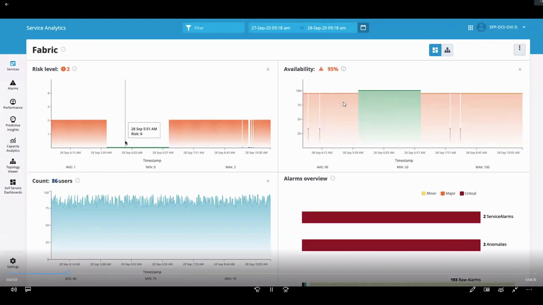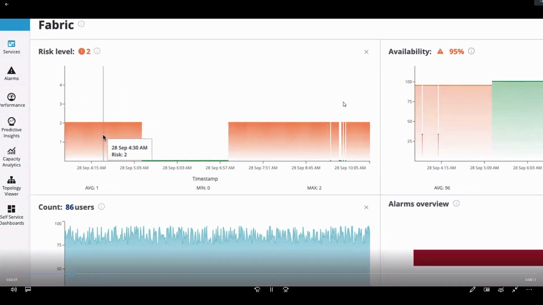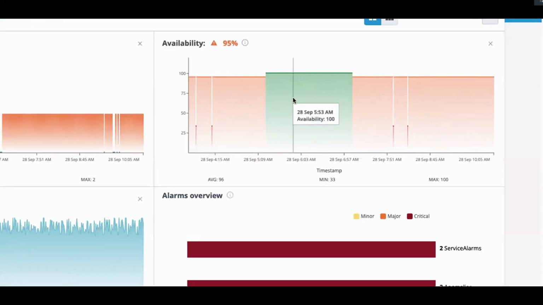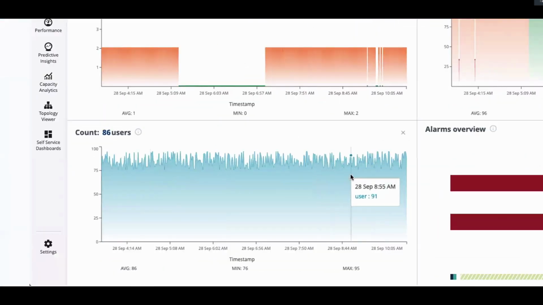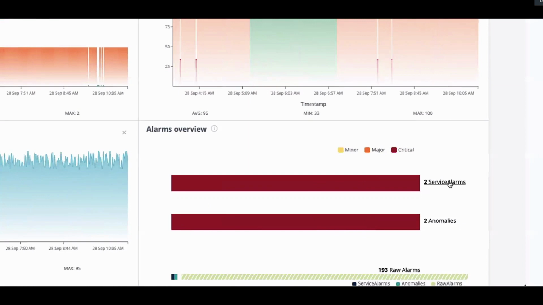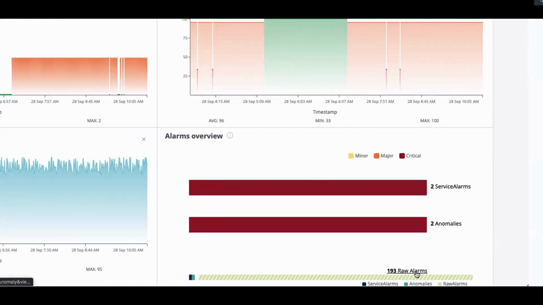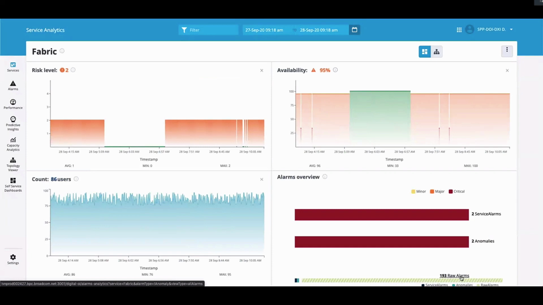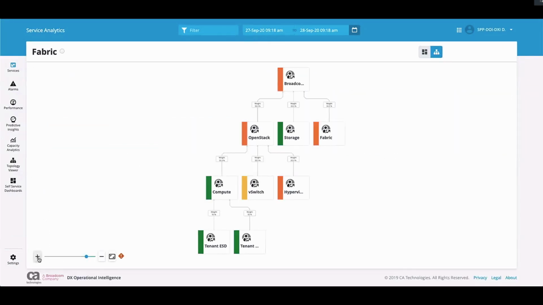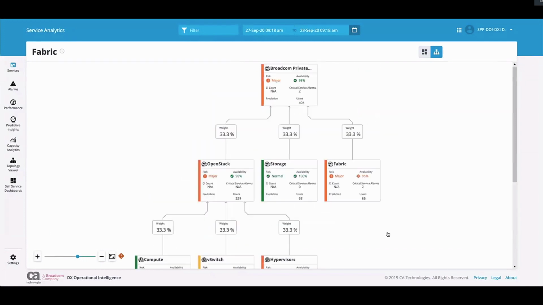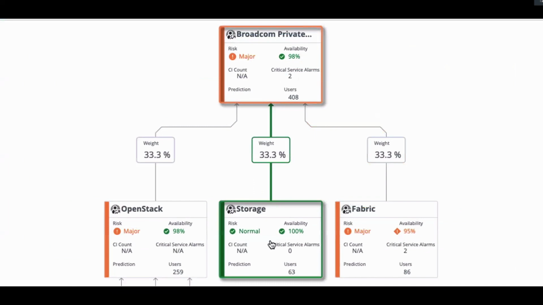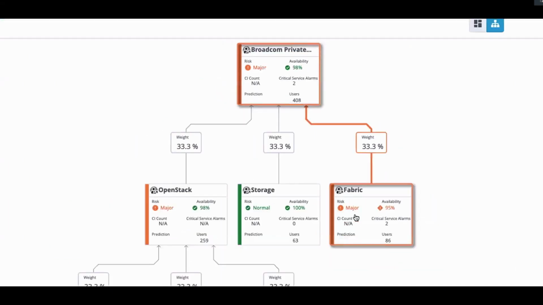Our service analytics summary gives operations teams easy and simplified SLA and SLO intelligent metrics like risk levels, user counts, and availability over time. We can also see alarm analytics in action, where we have 193 raw alarms automatically reduced to 2 anomalies and 2 service alarms. Our topology visualization of the service enables quick triage of healthy infrastructure, their relationships, and even the weight of how this degradation is impacting the overall service.